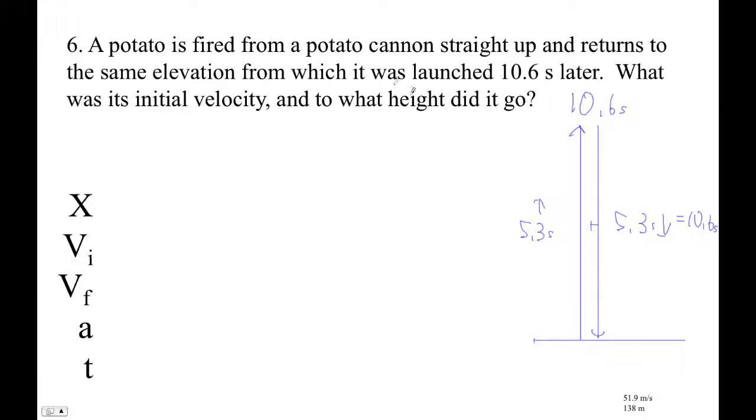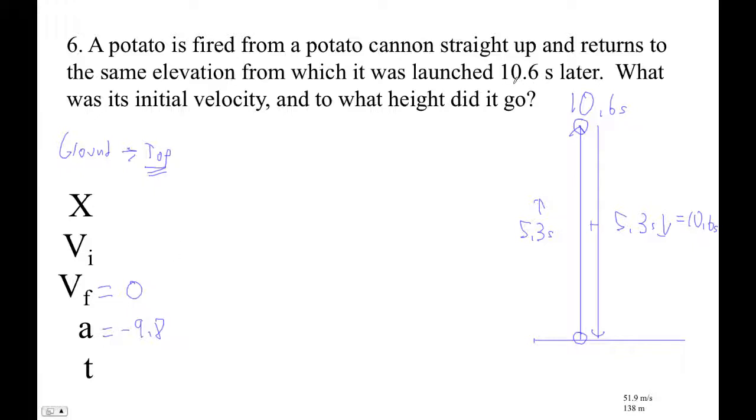All right, so let's see. What is its initial velocity? To what height did it go? I can solve that by going from the ground to the top. The reason I'm going to the top is that I know the final velocity at the top is 0. I know the acceleration is negative 9.8.